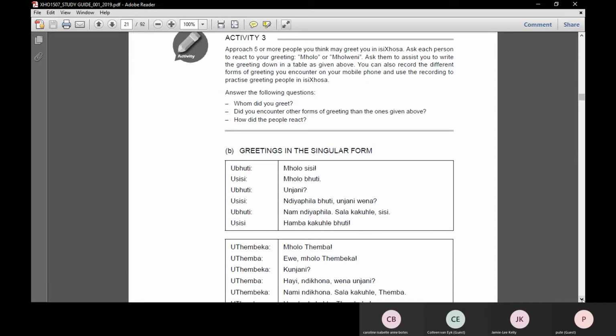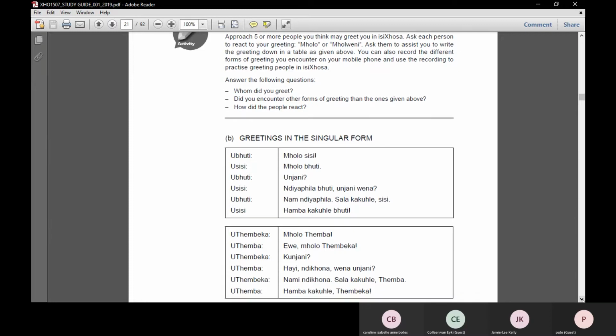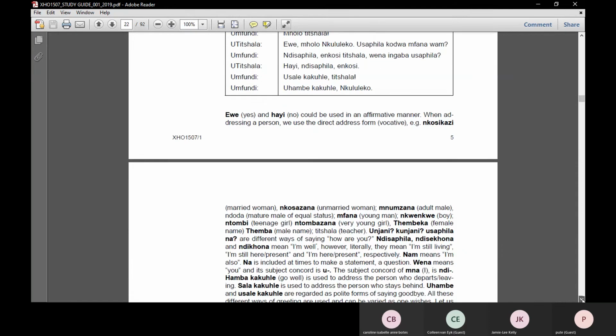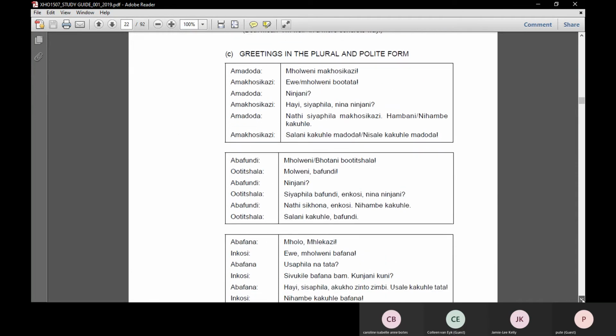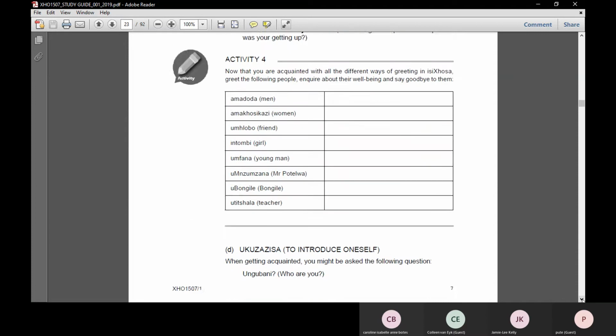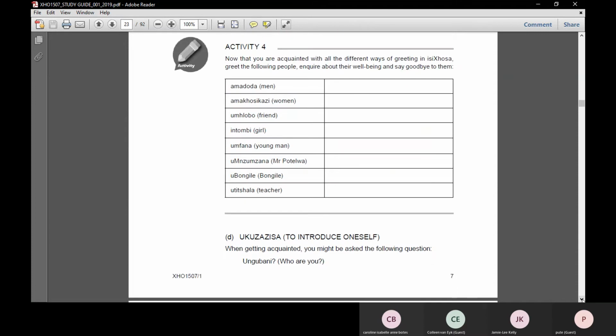So activity number 3, approach 5. Oh no, that's something you need to do. You need to speak to other people. Let's skip activity number 3 and go straight to activity number 4. Now that you are acquainted with all the different ways of greeting in isiXhosa, greet the following people, inquire about their well-being, and say goodbye to them.